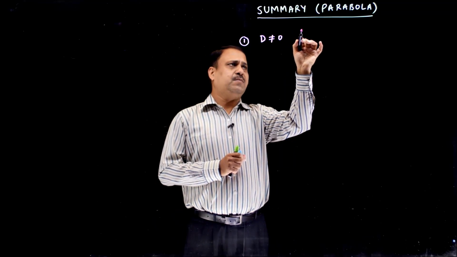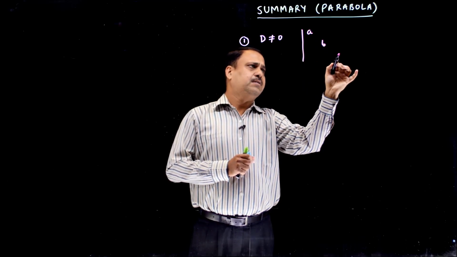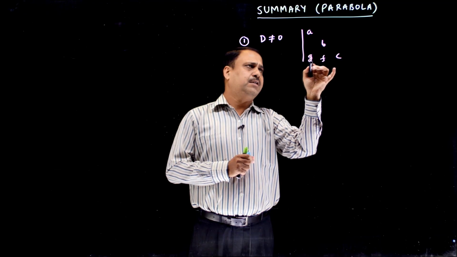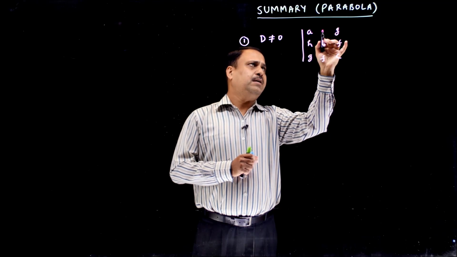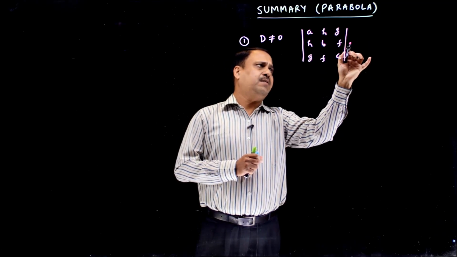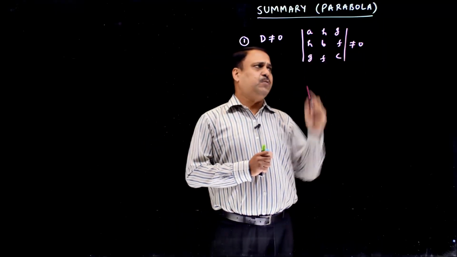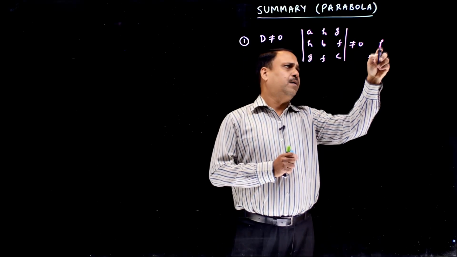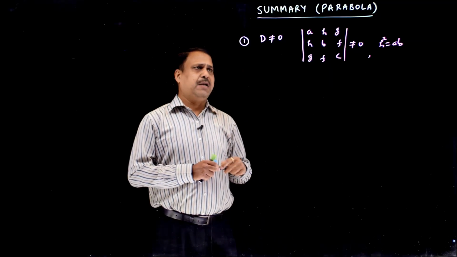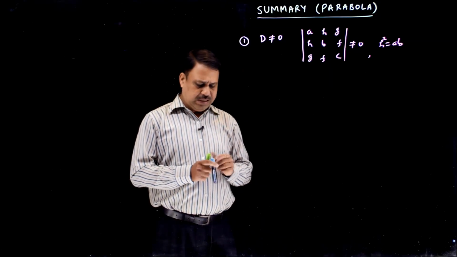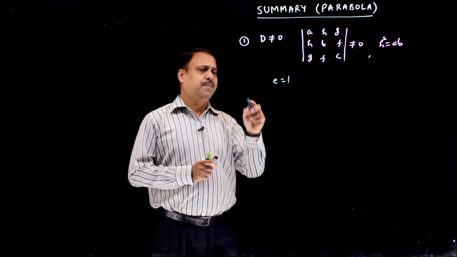This is represented in this way also: the determinant of a, h, g, h, b, f, g, f, c must not be equal to 0. If you simplify, you will get the same thing. And h square must be equal to ab. Then the second degree equation represents a parabola. For parabola, we already know eccentricity e, SP upon PM, e is equal to 1.